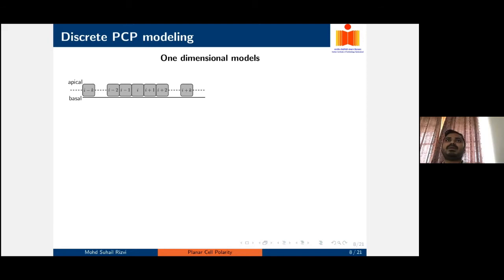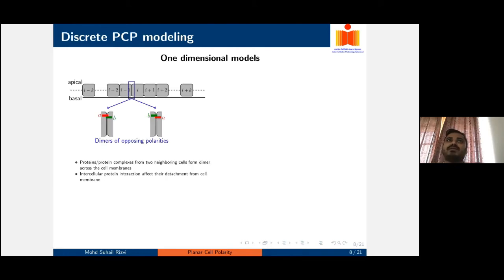In this discrete system, if you consider a one-dimensional model, cells are arranged in a one-dimensional lattice, and if you focus at the interface of any two cells, then you can see that there will be some dimer formation at the two interfaces. Here I am just labeling the dimer-forming proteins as A and B.